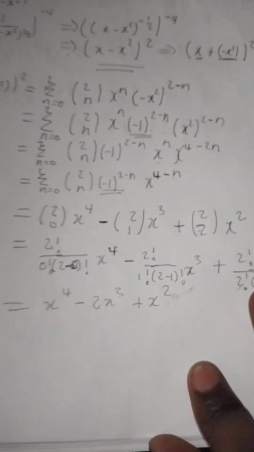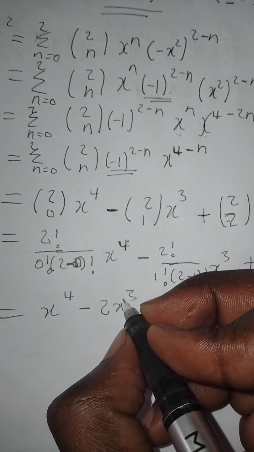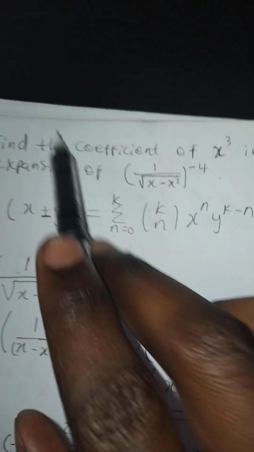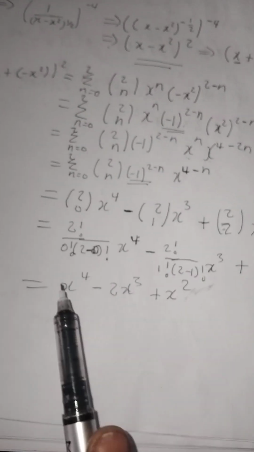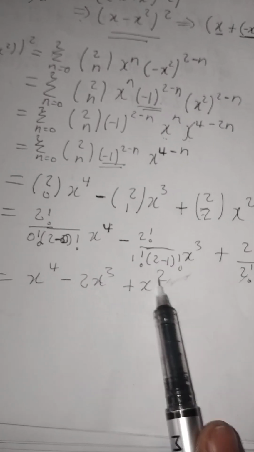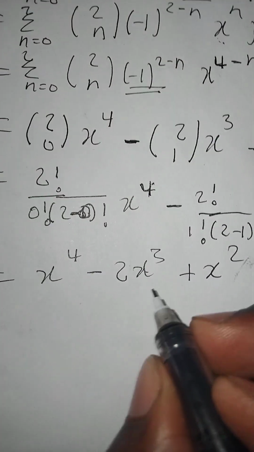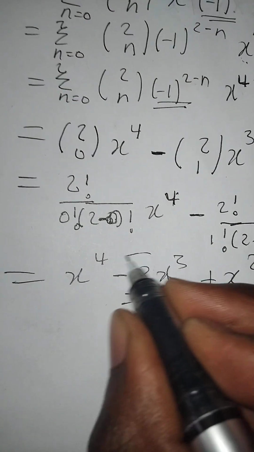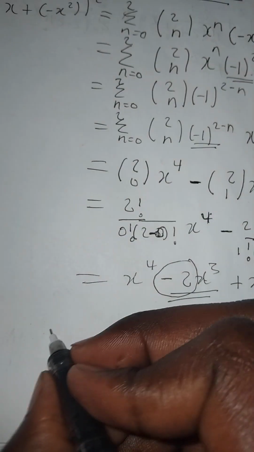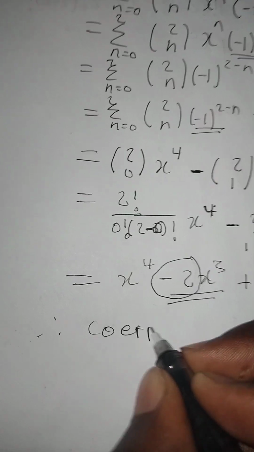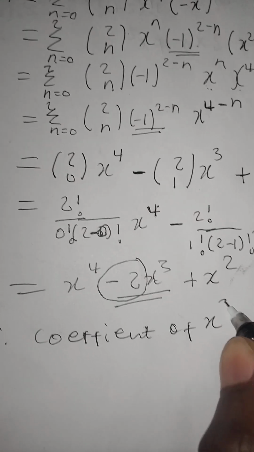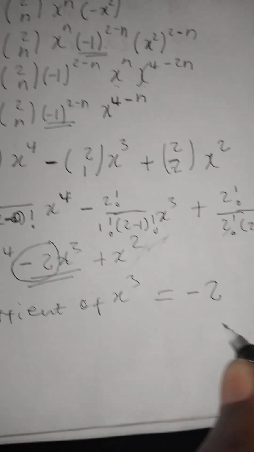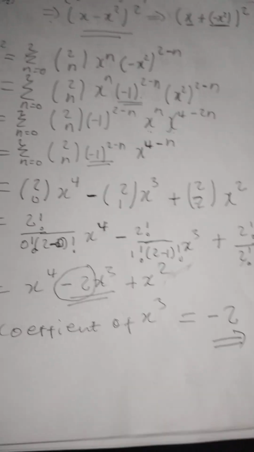Okay, now let's go back and remember what the question was asking us. So the question wanted us to find the coefficient of x to the third in the expansion of that. So we have expanded that, and the expansion gives us x to the 4 minus 2x to the 3 plus x squared. So what is the coefficient of x to the third? The coefficient of x to the third is basically minus 2. So therefore, the coefficient of x to the third equals negative 2. So that is now the answer to the question. Okay.